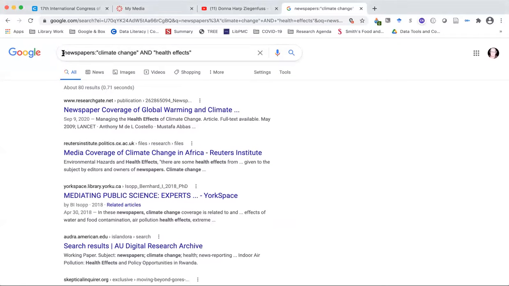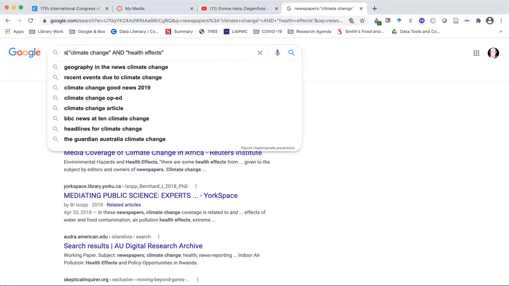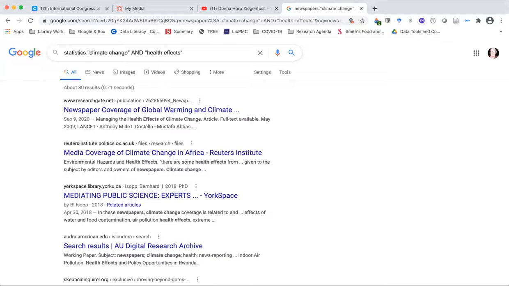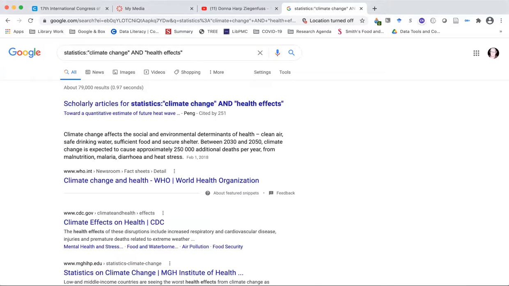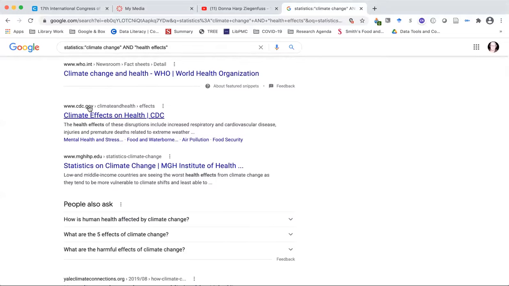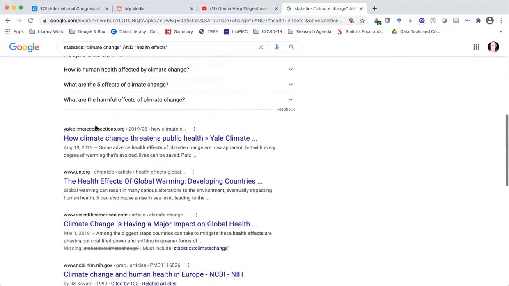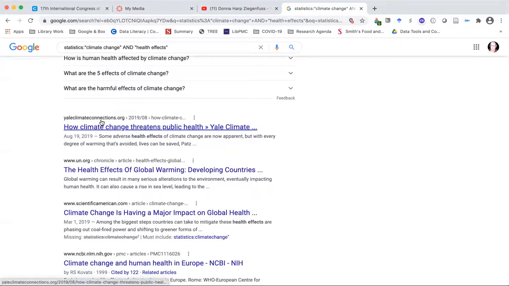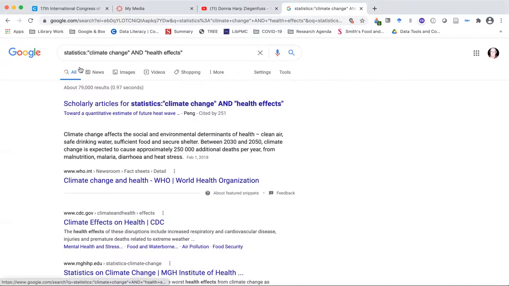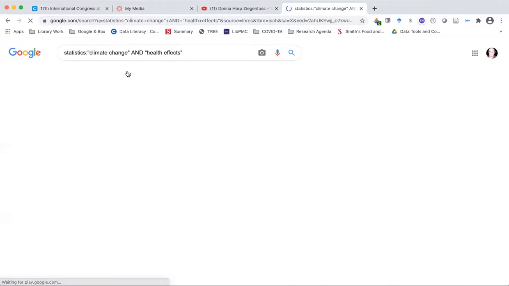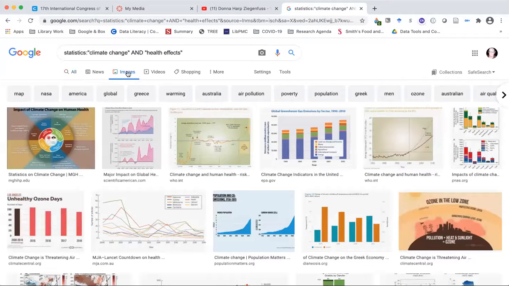Another thing you can look at are statistics. So say you wanted some numbers. You can do statistics colon, and this will take you to CDC, probably with some numbers about climate change. Here's Yale Climate Connections, probably about statistics. And then with statistics, if you go to images, you'll see charts and diagrams about climate change.